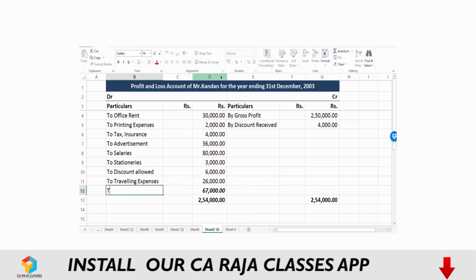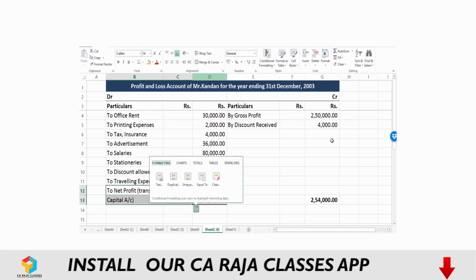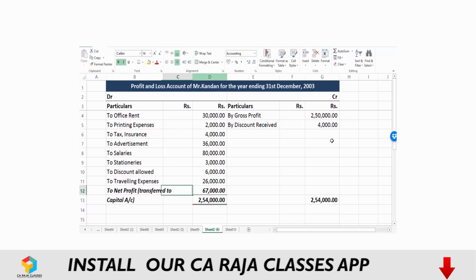So this difference is nothing but net profit. To net profit, and this will be transferred to what is known as capital account. So in this way we have captured the net profit and we have prepared profit and loss account of Mr. Kandan for year ending 31st December 2003.